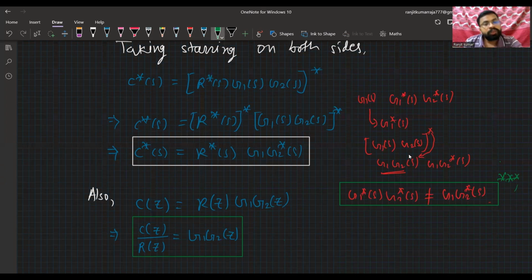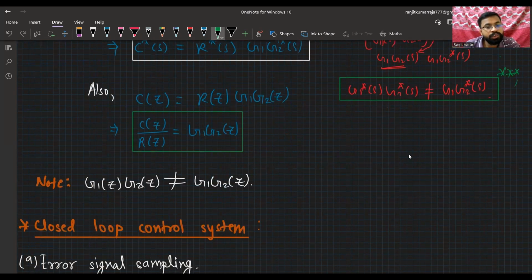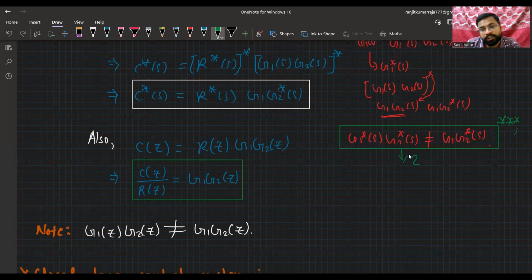Now, after that, the function has come, now we will take the Z transform, then it will become C of Z equals R of Z times G1G2 of Z. This is the input, and we send it to the left hand side, so C of Z divided by R of Z is equal to G1G2 of Z. Now I have written here that G1 of Z times G2 of Z does not equal G1G2 of Z. If I take the Z transform, it will become G1 of Z, G2 of Z, and G1G2 of Z. Clear?